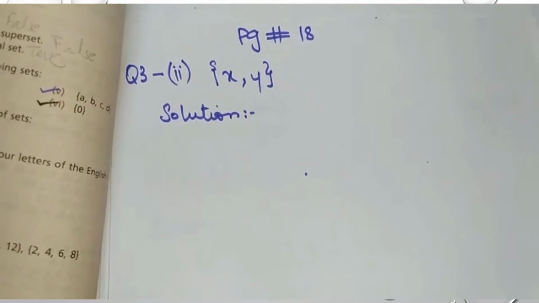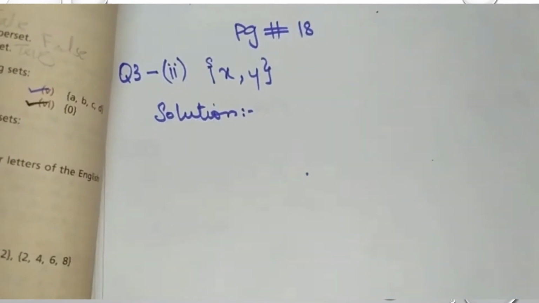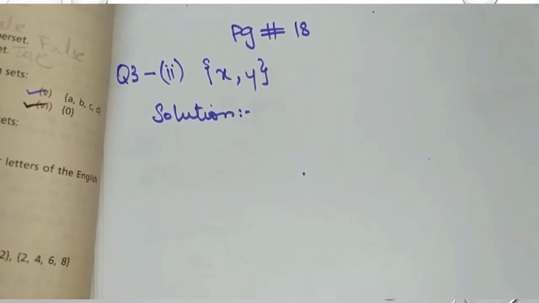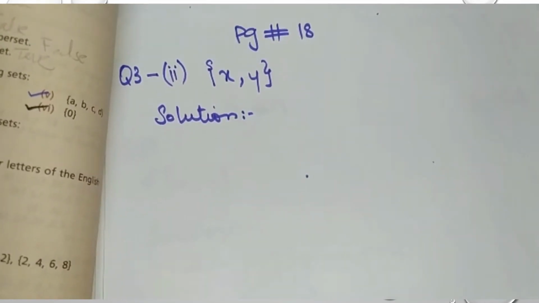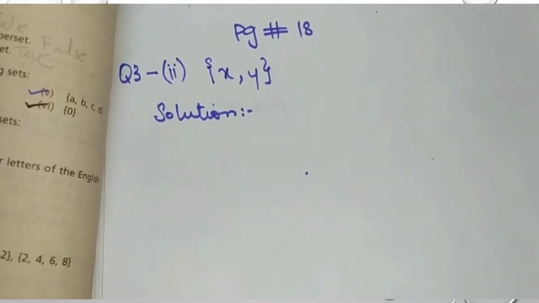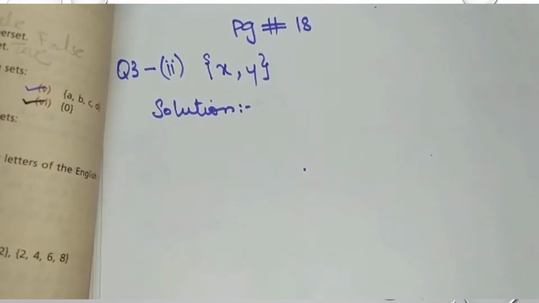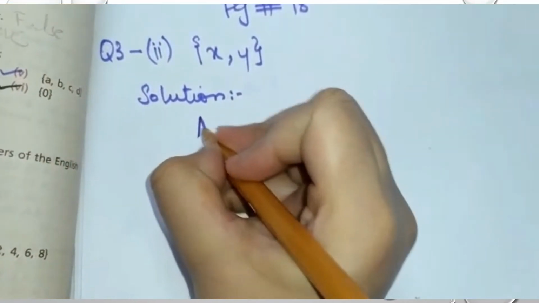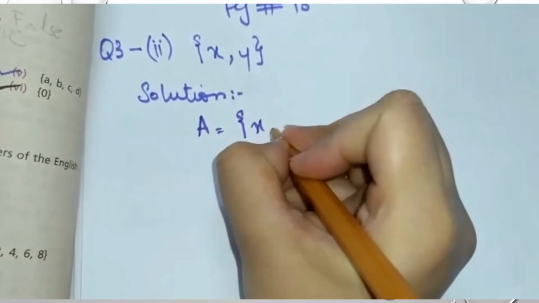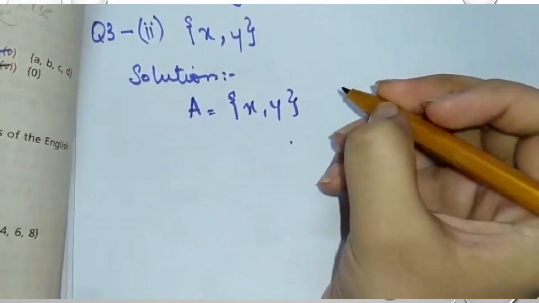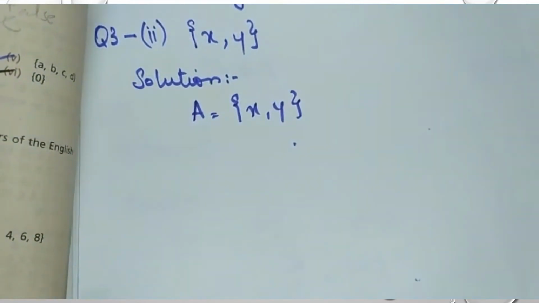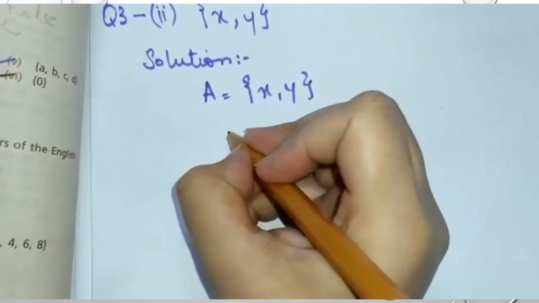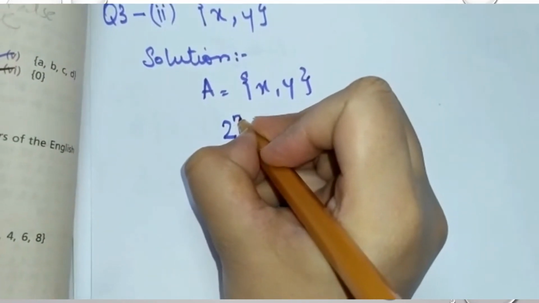Now let's start with a question from your book. See page number 18, question number 3, part 2. X and Y as the elements of the set. Starting with the solution. Let's assume this set as set A. Set A equals to {x, y}. Now before generating the subset, we have to use the formula. What was the formula? Formula was 2 with the power of n.